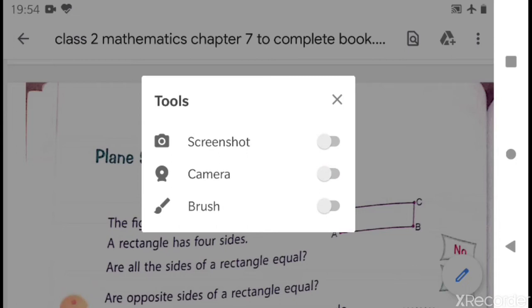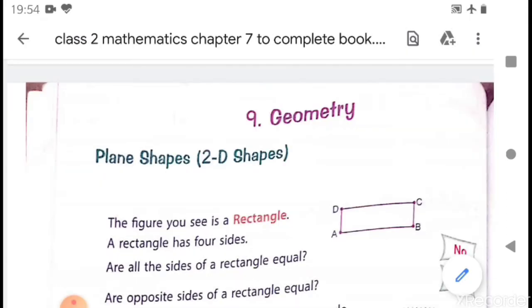Some examples, as I told you, rectangle, triangle, square, etc. Now 2D means two dimensions. A 2D shape is any shape that has two dimensions. D stands for dimensions. Now, what is dimension? What do you mean by dimension?